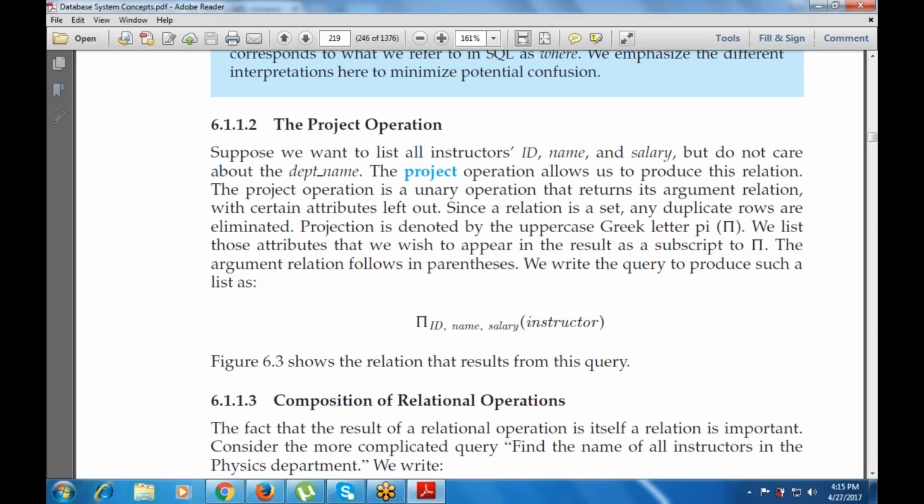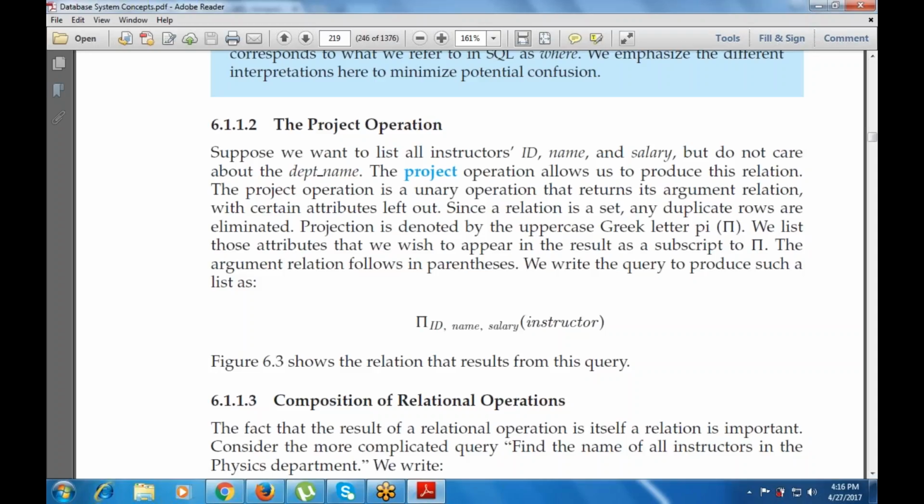But since a relation is a set, any duplicate rows are eliminated here. That means it provides unique data for the unique rows. The projection is denoted by the uppercase Greek letter pi. We list those attributes that we wish to appear in the result as a subscript to the pi. The argument relation follows in the parentheses.